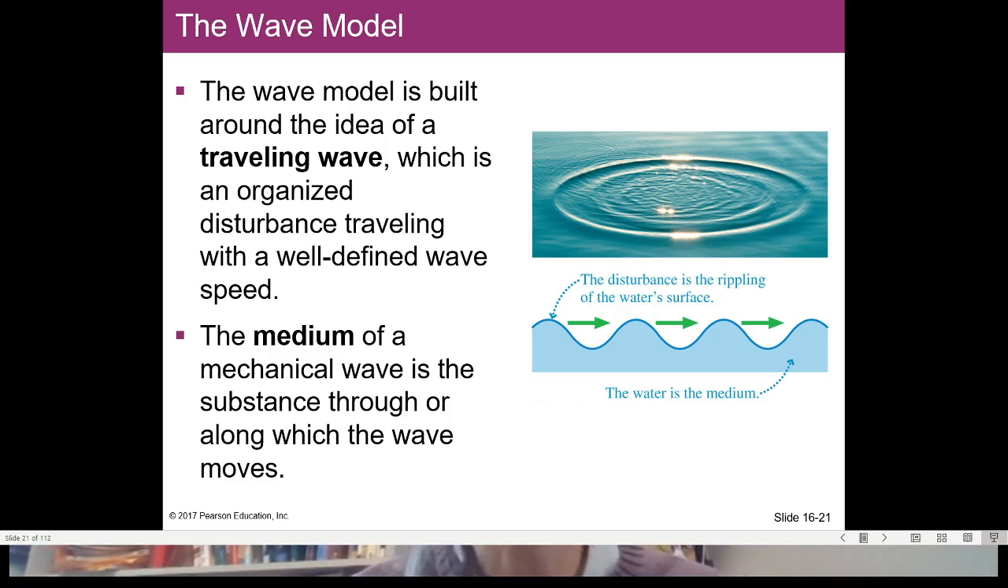Okay, so what is a wave model? Well, the model of a wave is that we've got a disturbance. It's a disturbance that travels in both time and space. So the amplitude of difference from equilibrium is going to be a function of both position x, and possibly y and z, and time t. The medium is the substance through or along which the wave travels. That is, it's the thing that's actually waving. So for example, for a water wave, the thing that's actually waving is the water. So the water here is the medium.